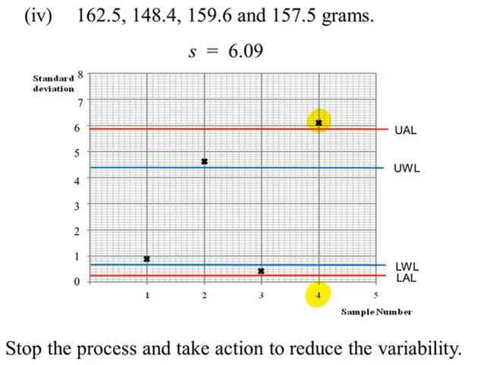Our fourth sample, and the standard deviation is above the upper action limit. There's too much variation in the production process. We need to stop the process and take action immediately.